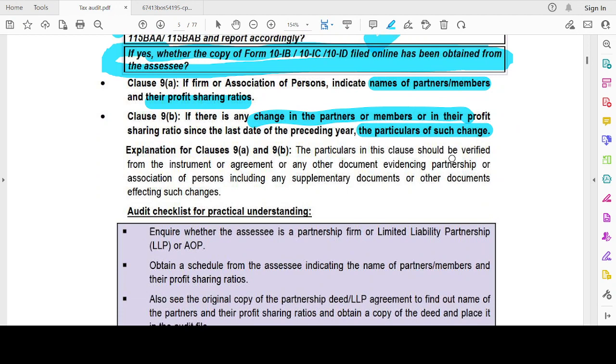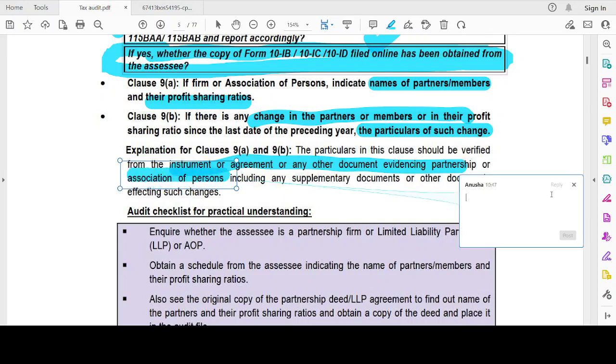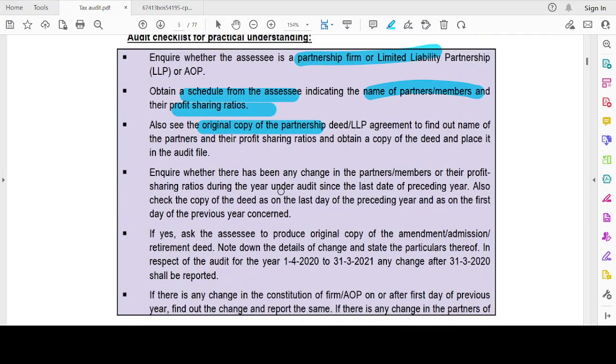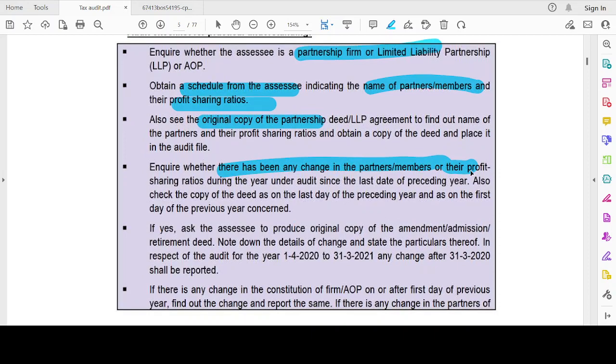The particulars in the clause should be verified from the instrument or agreement of the association or partnership, including supplementary documents and other documents affecting such changes. Audit checklist: ensure whether the SSC is a partnership firm or LLP. Obtain a schedule from the SSC indicating the names of the partners and the profit sharing ratio. Also see the original copy of the partnership deed. Then I have to inquire whether there has been any change in the partners or members or their profit sharing ratio since the last date of the preceding year.